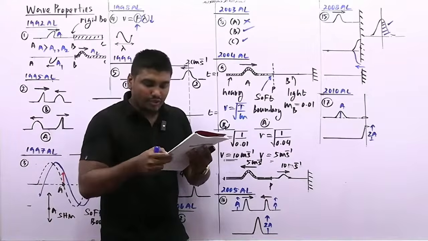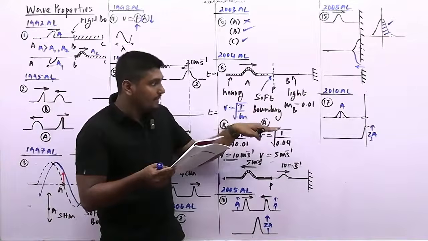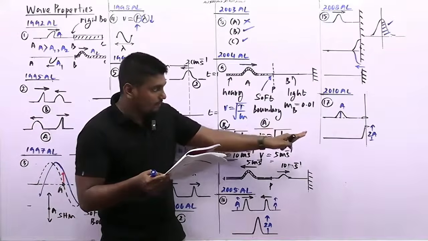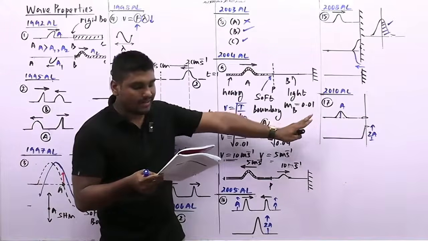That question, the 2010 question, is very clear. What is the answer? Soft boundary. Soft boundary means we don't see any inverted wave fronts. Soft boundary means this is the diagram. Therefore, the answer to question number 17 is the second one.